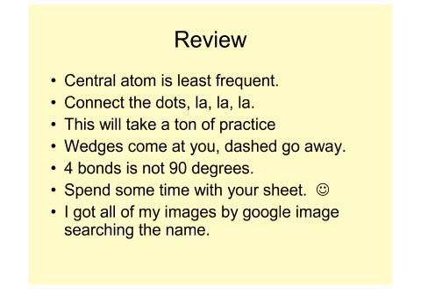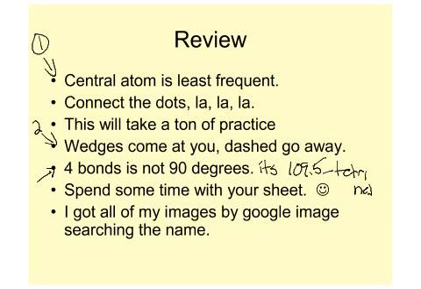Now, I will give you a huge hint. Central atom is least frequent. That is question number 1 on the podcast. This will take a ton of practice. Okay. Wedges come at you, dashed lines go away. Question number 2 on the podcast deals with that. 4 bonds is not 90 degrees. It's 109.5. That's tetrahedral. And you can't read that, but look at where it is before. That was number 3. And question number 4 would be, because this was so evil, the only one you won't know, but I promise it'll be friendly.